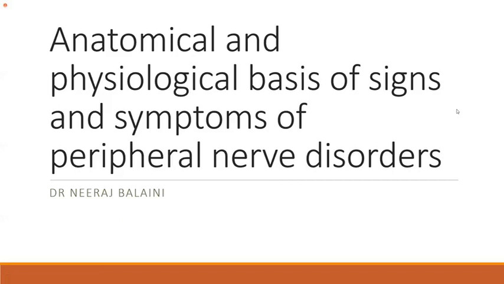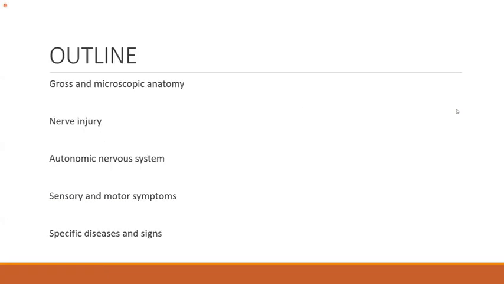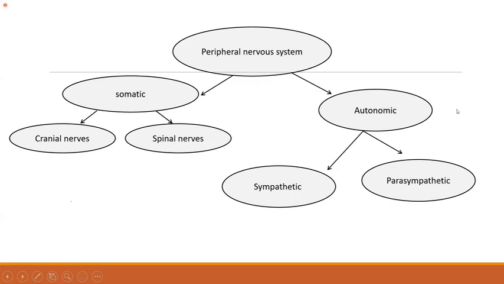So, I will begin my talk on the anatomical and physiological basis of signs and symptoms of peripheral nerve disorders. The outline of my topic: I will first discuss gross and microscopic anatomy, then something about nerve injury, then the anatomy of the autonomic nervous system, then sensory and motor symptoms in peripheral neuropathy, and some specific signs in some specific diseases. The peripheral nervous system consists of the somatic nervous system and the autonomic nervous system.